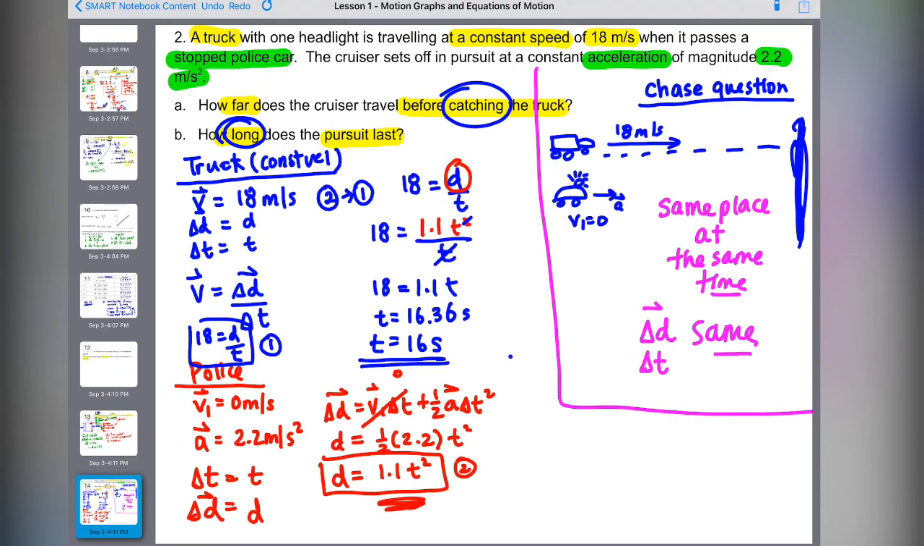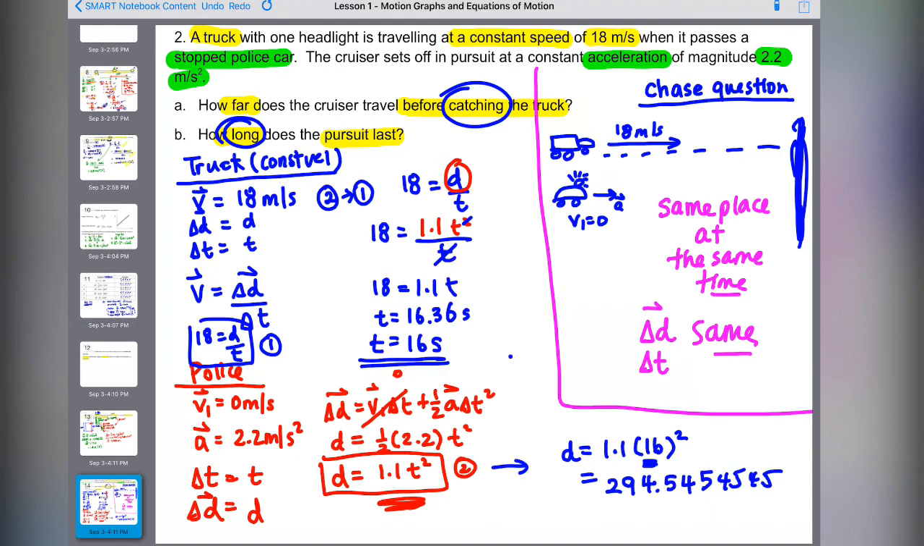Since T is on the calculator, I'm just going to use equation 2 to solve for part A. I know D is 1.1 T squared. I won't use 16. I know I wrote 16 here. I'll actually use the value that is in my calculator, which is the 16.3636, right? I'll just take that value, square it, times the 1.1. You don't want to round until you absolutely have to at the end. So I got something like that without any rounding. This is no rounding at all. Okay, so this is the value that is in my calculator.